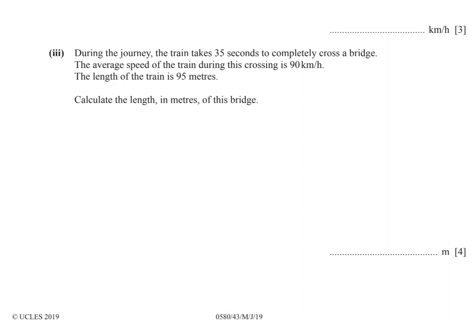First one, part 3. During the journey the train takes 35 seconds to completely cross a bridge. The average speed of the train during this crossing is 90 kilometers per hour. The length of the train is 95 meters. Calculate the length in meters of the bridge.